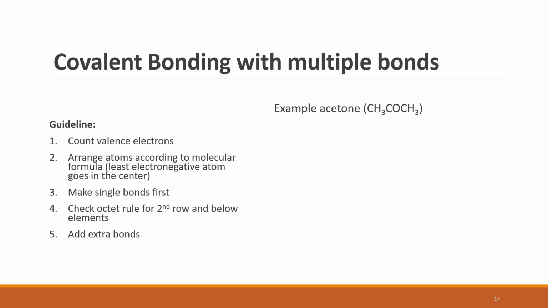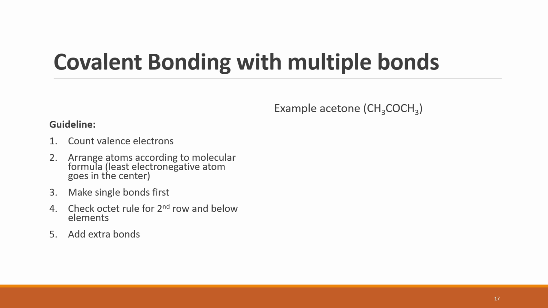Covalent bonding with multiple bonds. So sometimes we're going to have double and triple bonds, as we discussed earlier. How to determine if you are going to need double or triple bonds is going to come at the end of your steps when we're drawing Lewis structures.